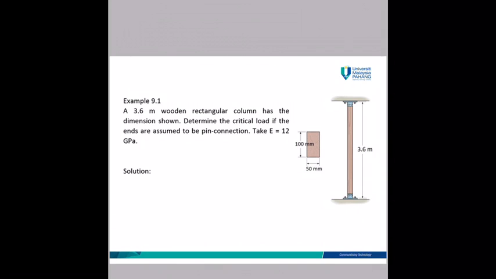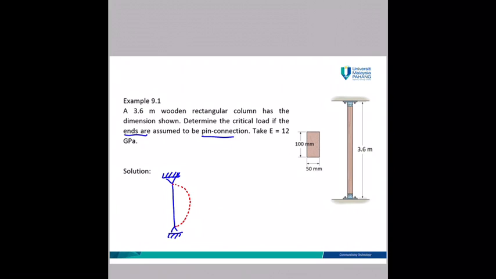Let's take a look at the first example, example 9.1. A 3.6 meter wooden rectangular column has the dimension shown. Determine the critical load if the ends are assumed to be pin connection. E is equal to 12 gigapascal. It is mentioned here that it is pin connected at both ends. So this is your column, it is a pin connection. For pin connection, the buckling goes from pin to pin.